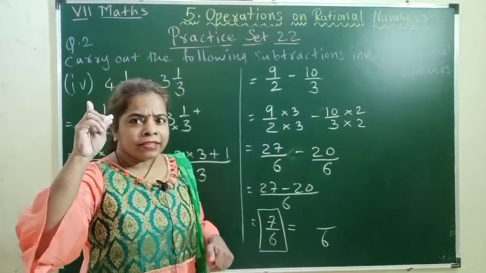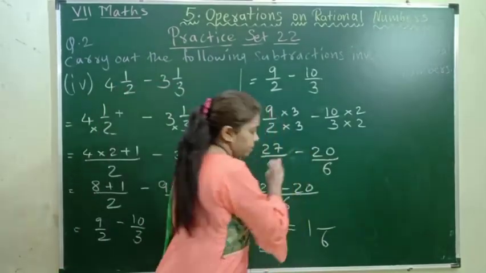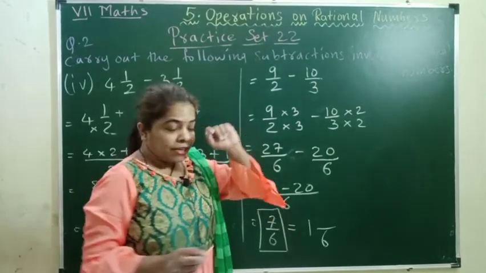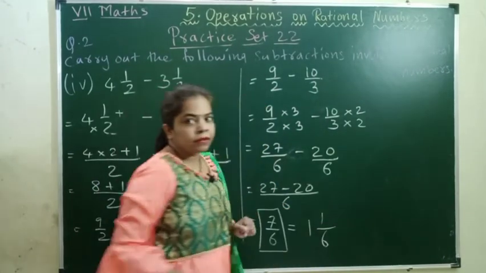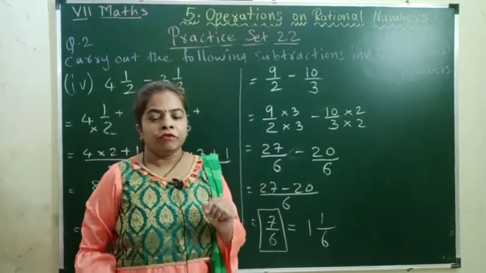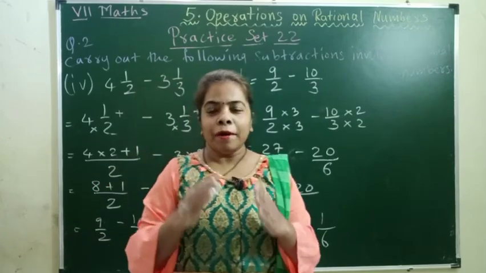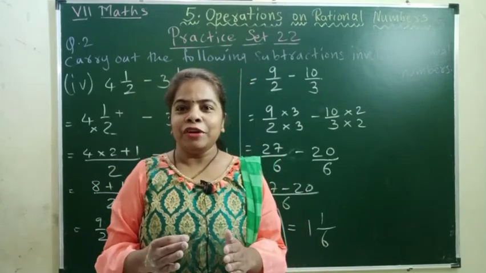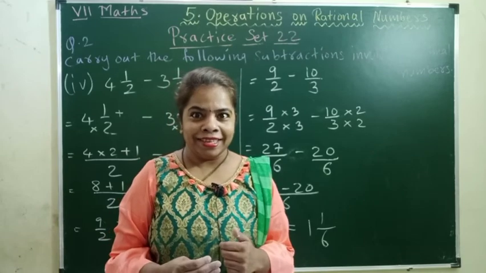6 ones are 6. Plus 1 is 7. So that's your mixed fraction form. So here we complete with our second question of the practice set.